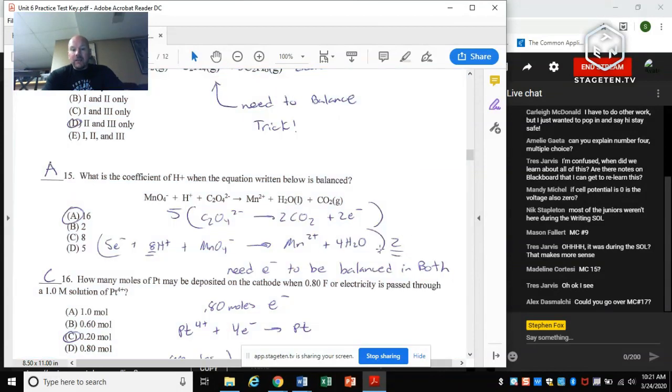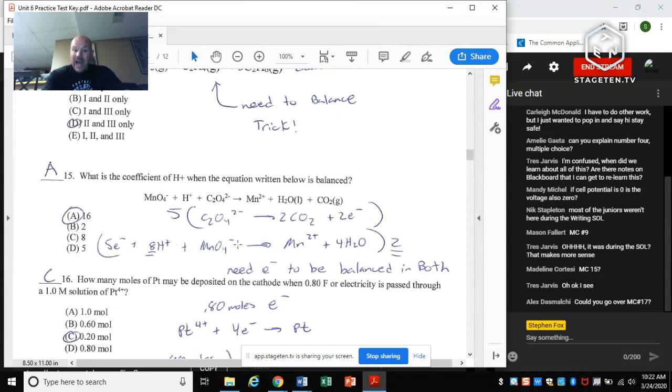I gotta multiply the reduction reaction by 2 and the oxidation reaction by 5 because I need total electrons to cancel out. And this half reaction has 5 electrons. This half reaction has 2 electrons. Okay? So what does that mean? It means in order to add these two together to get my overall balanced equation, which is what I'm looking for, electrons have to cancel out. So I got to multiply this one by 5 and this one by 2. And so when I multiply this one by 2, I get 2 times 8 H pluses, so I get 16.